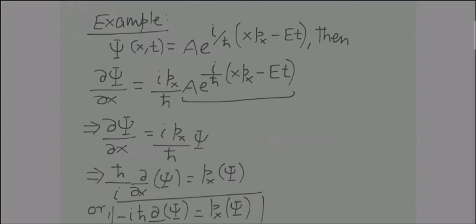So after I apply that rule, I get del psi by del x equal to i px by h cut, i px by h cut a e to the power i by h cut (x px minus Et). Now this term once again means psi itself, so I will replace it by psi.